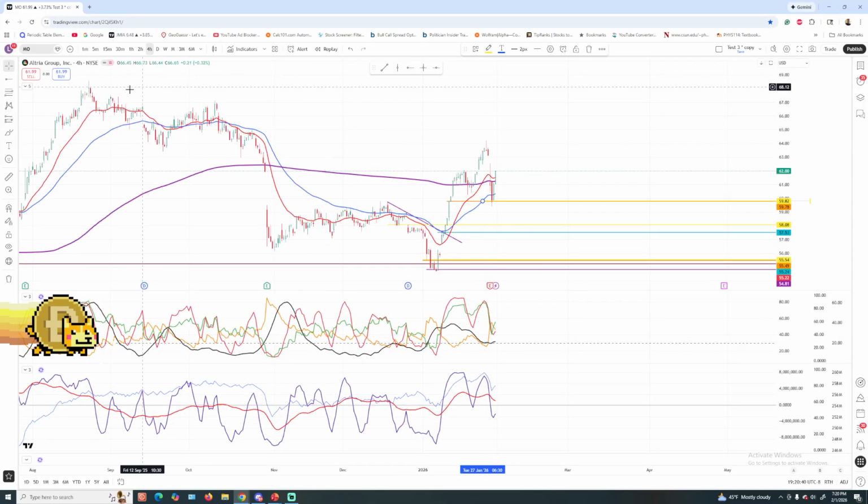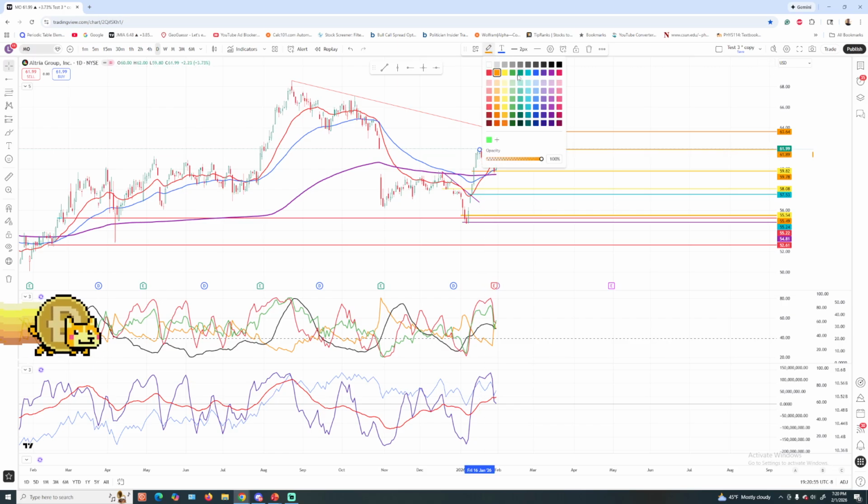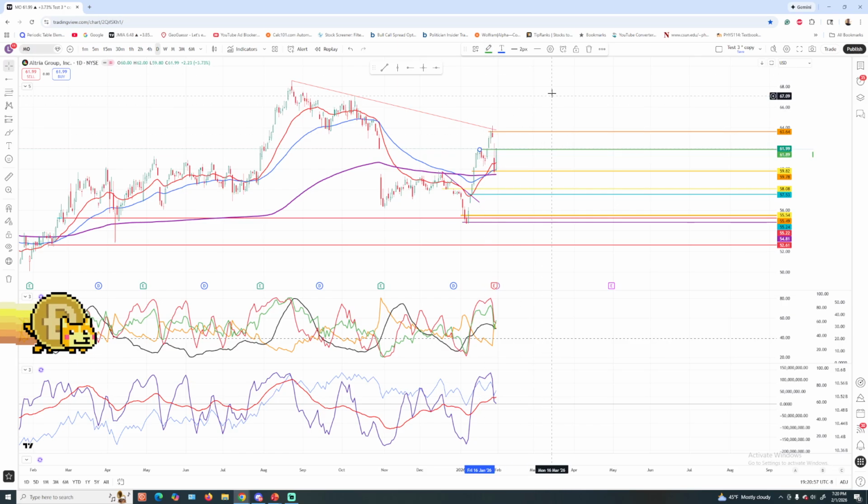We do have a 4-hour resistance, which is a bit of a bummer. Do we have a daily resistance? We do have a daily resistance also. It's a bit old, but it's still there. So if I break below it.